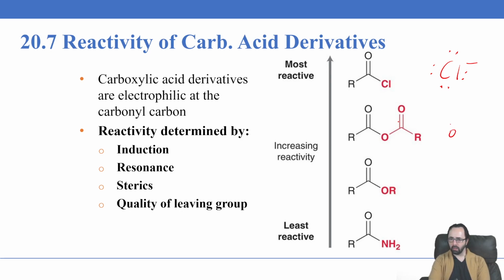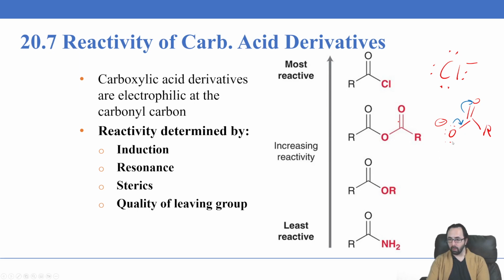Second to that, in terms of reactivity, would be the anhydrides. So for the anhydrides, these leaving groups are stabilized by the resonance here, and so that makes these pretty good leaving groups too, better than just an alkoxide ion.